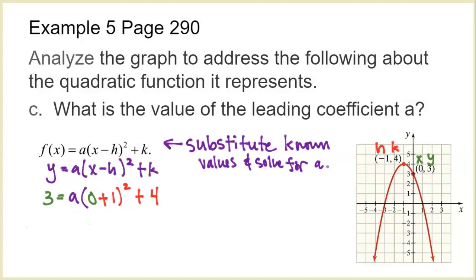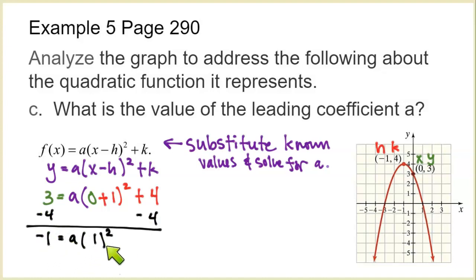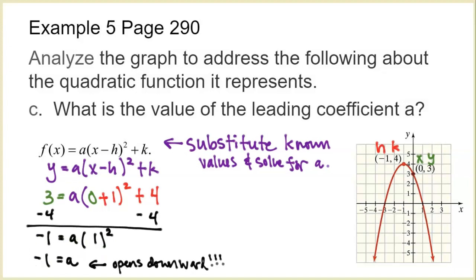So to solve for a, we need to simplify and get the a by itself. So subtract 4 from both sides. That becomes -1. Bring this down, and this is just a times 1. So now I can see that the value of a is -1. And that should make sense because that means that the parabola should open downward, and in fact it does.